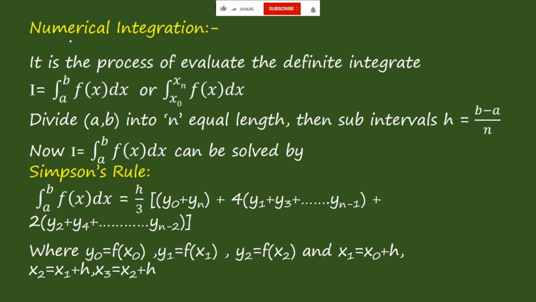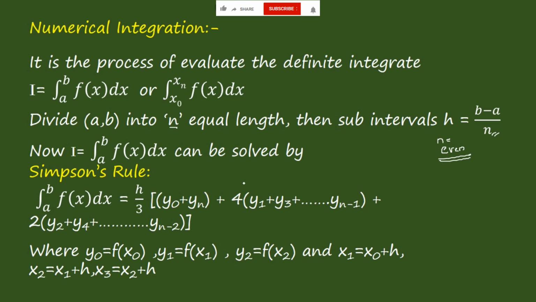Now come to numerical integration. I've noted down the formula. In the process of evaluating a definite integral from a to b of f of x dx, or x0 to x of n of f of x dx, we divide a and b into n equal lengths such that the subinterval h is equal to b minus a by n. We consider n to be an even number. That's the basic thing you have to remember.